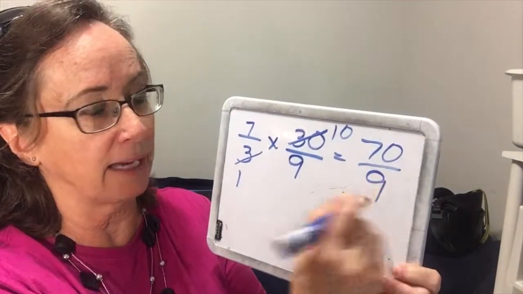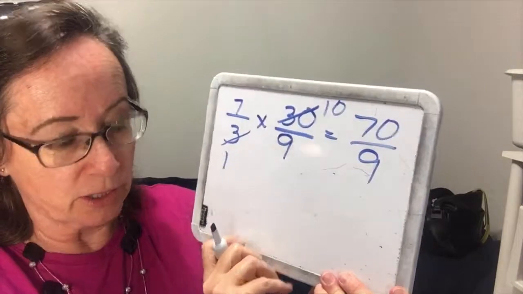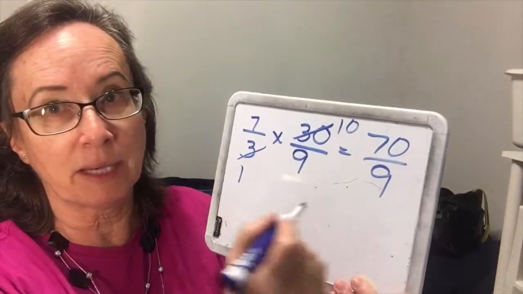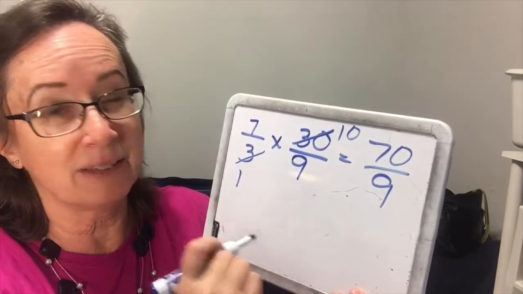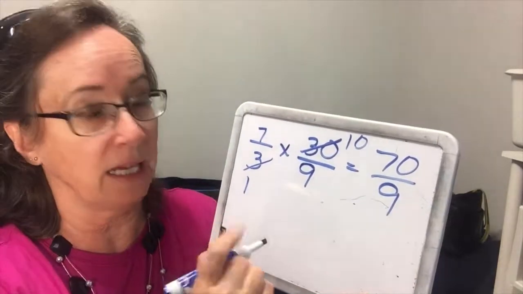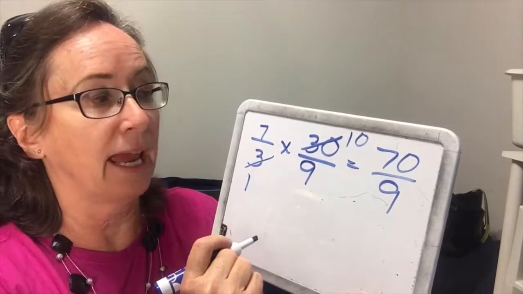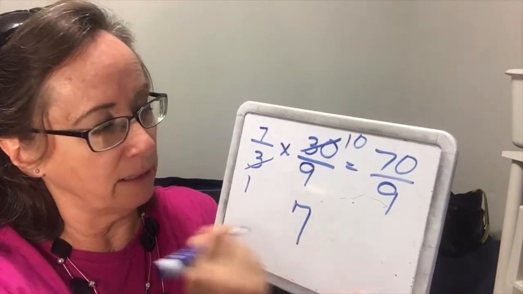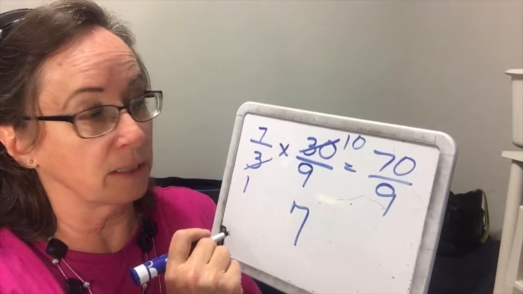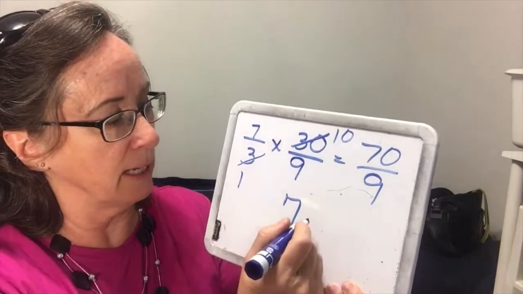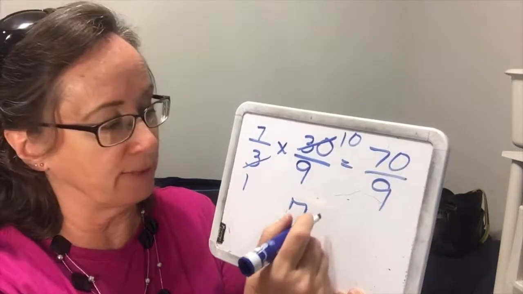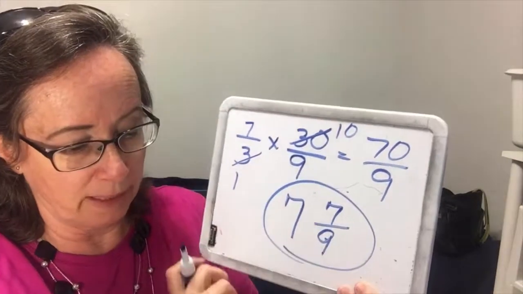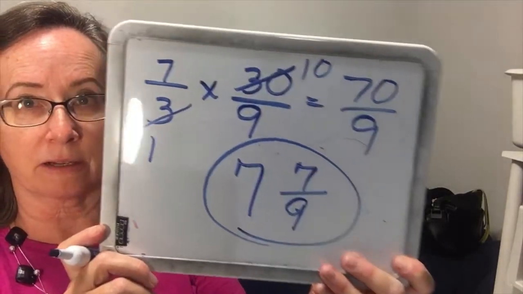That's improper, so I'm going to turn it into a mixed number. 70 divided by 9, well, I know that 63 is a multiple of 9, and I can't go any higher, so we're going to say 7, because 9 times 7 is 63. 7, and then I have 7 left over, 7/9. And that would be my answer, and is the correct answer.